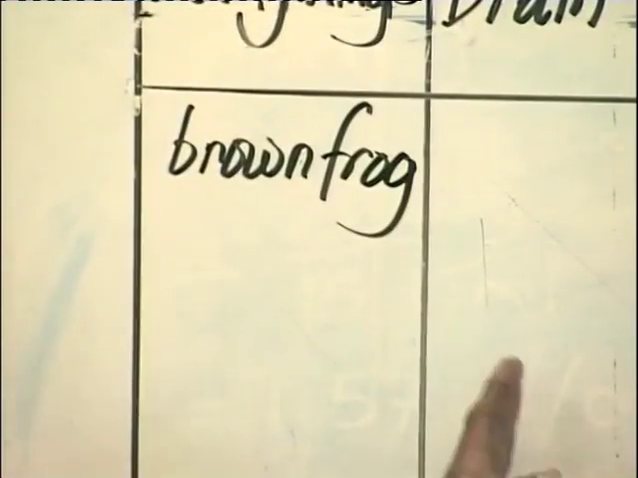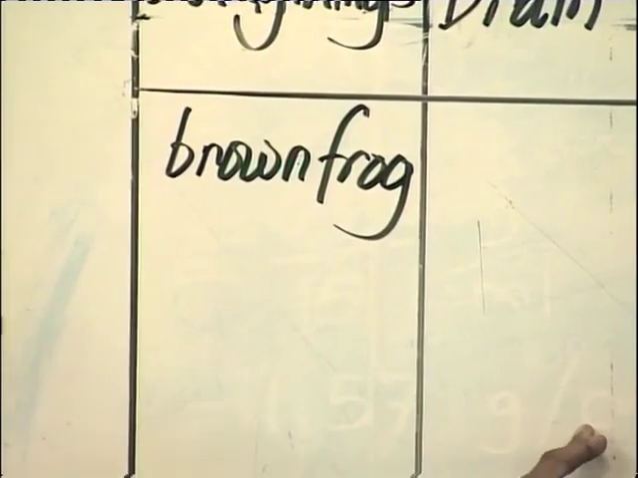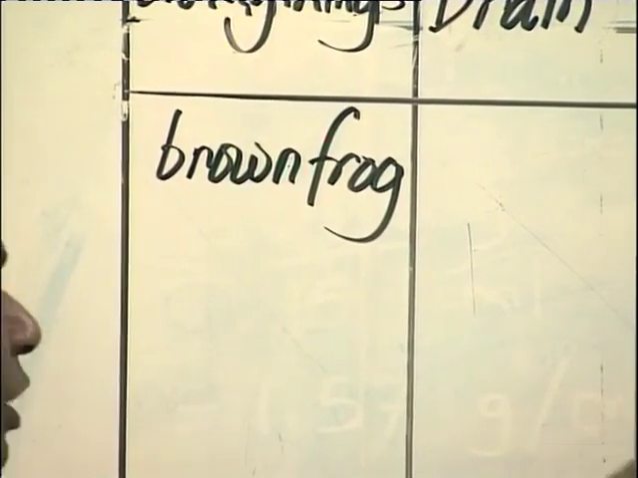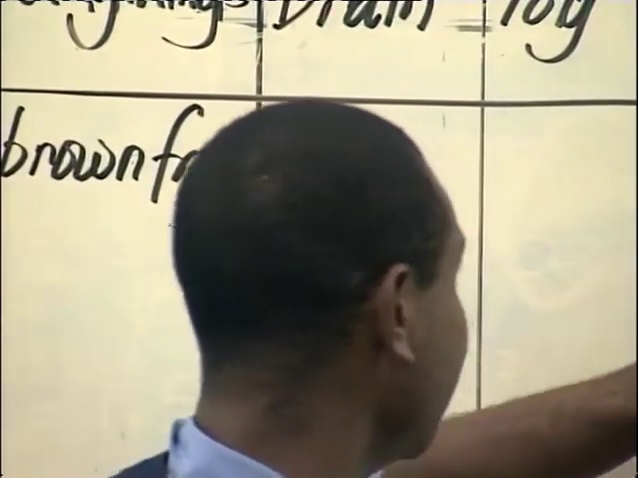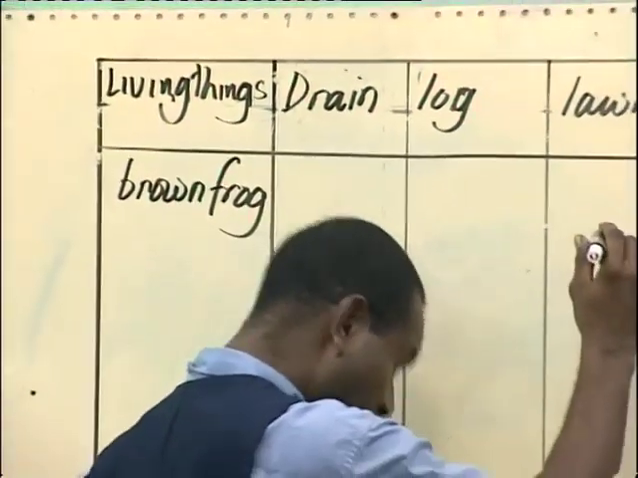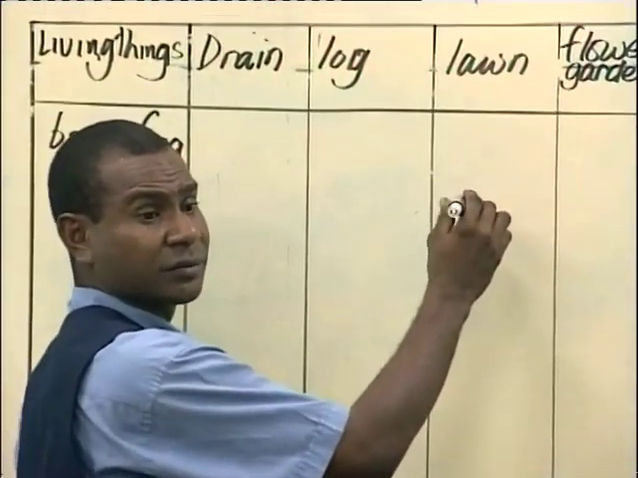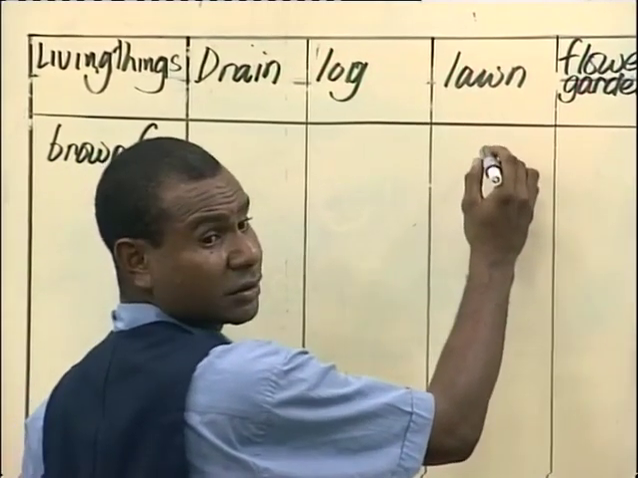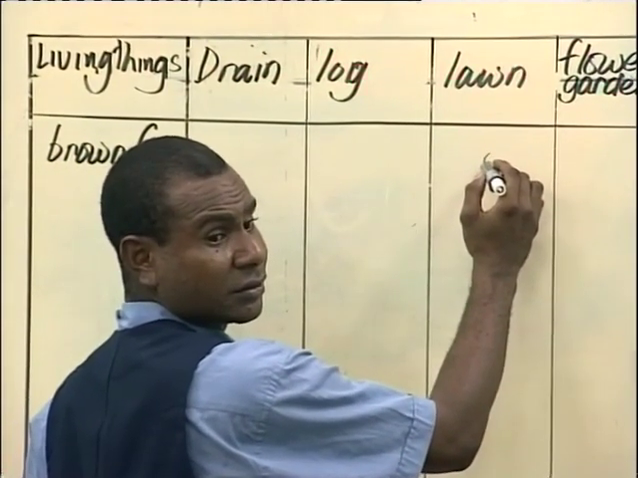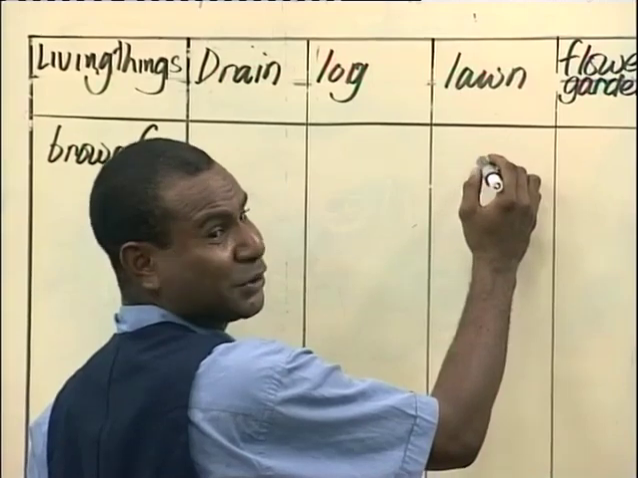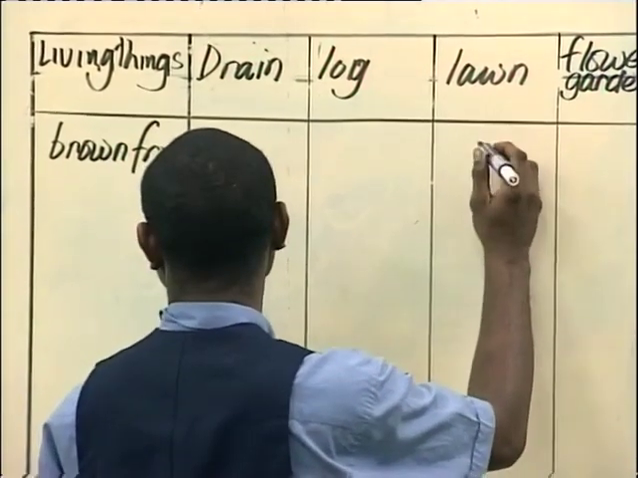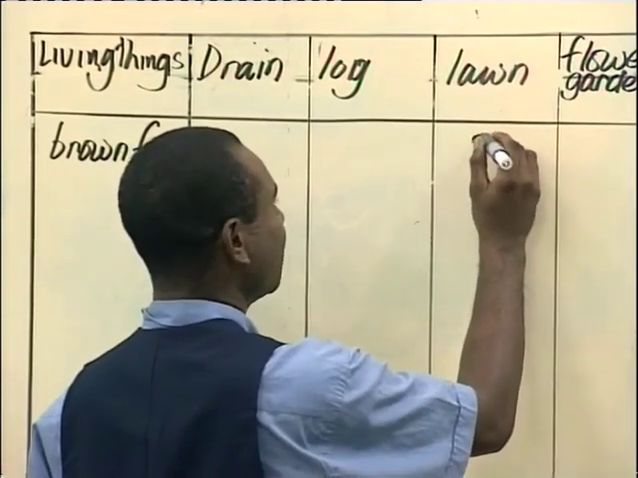Okay, where was that area? What area did you look at? You were looking at the lawn area. So how many frogs did you find? Two frogs. Were they big or small? Small. So you put 2 frogs.